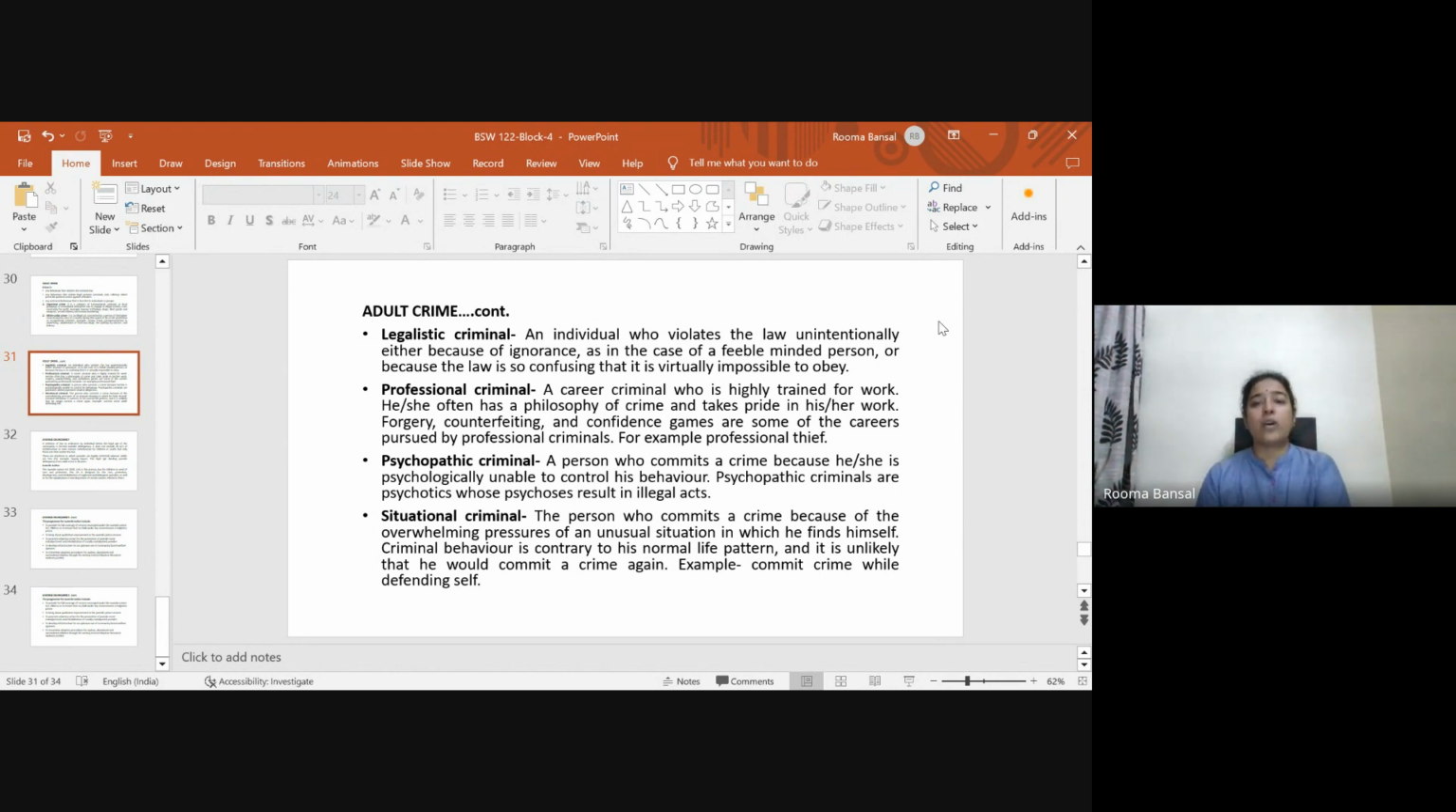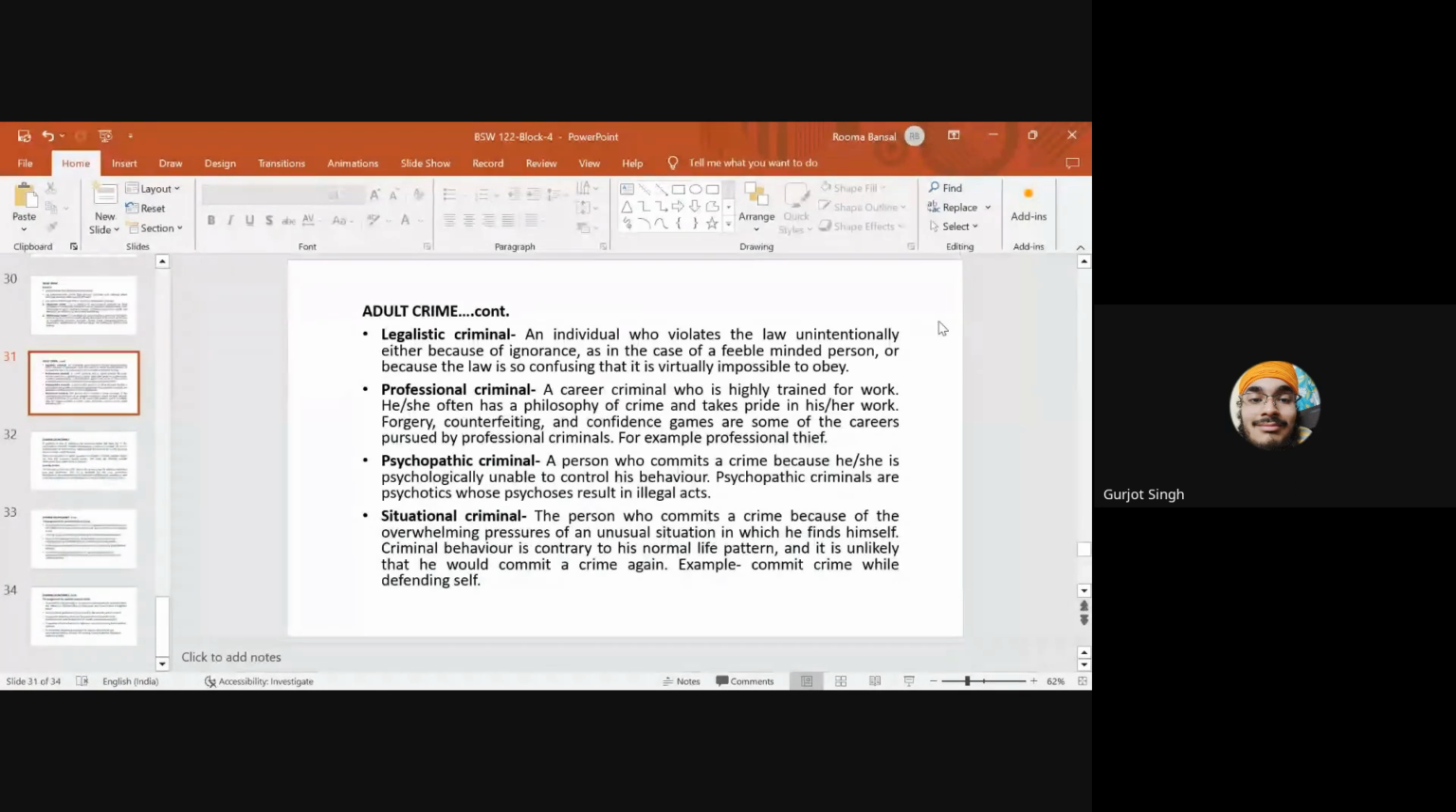Next is the situational criminal. The person who commits a crime because of the overwhelming pressure of an unusual situation in which he or she finds himself or herself. Criminal behavior is contrary to his normal life pattern, and it is unlikely that he would commit a crime again.